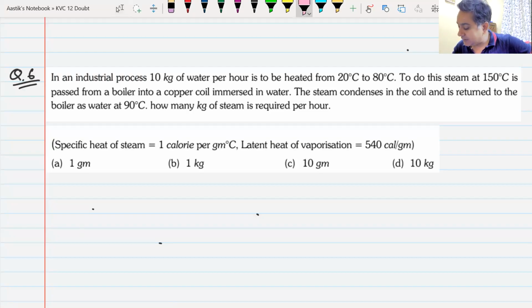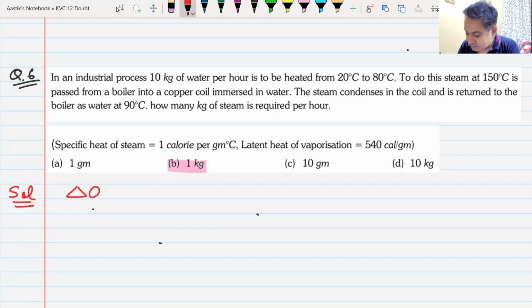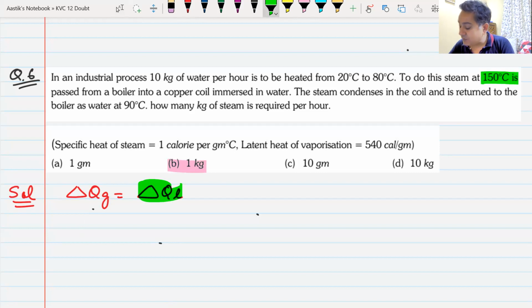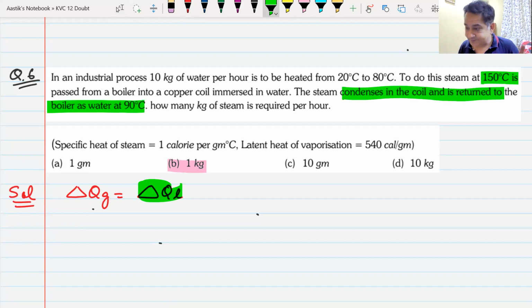So basically 1 kg is the answer. What I need to do is identify who is gaining heat and who is losing heat. And I hope you have identified the losers and gainers. Delta Qg is equal to delta Ql. Who is going to lose heat? The green gentleman. The green gentleman is steam. Steam is at 150 degrees Celsius. It condenses in the coil and returns to the boiler at 90 degrees Celsius. Good. So this is a gentleman who is losing heat.